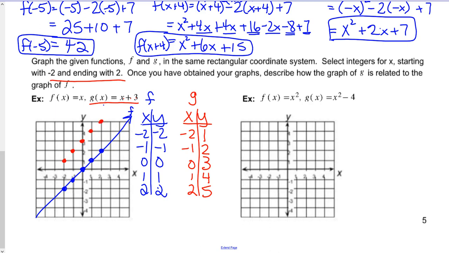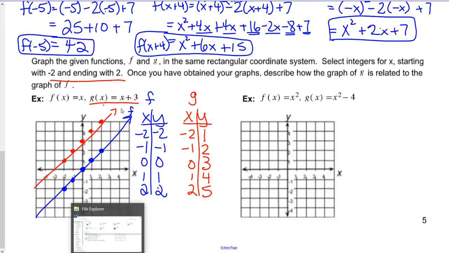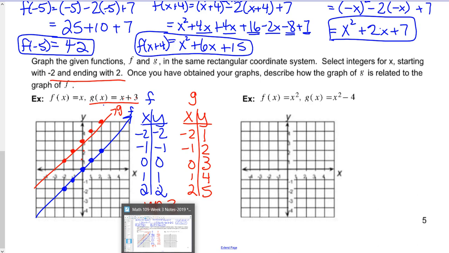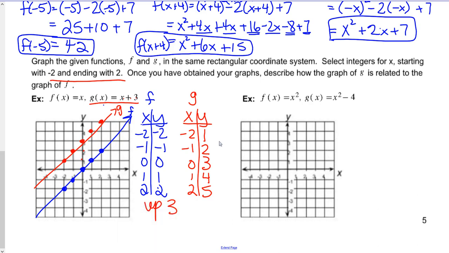All right. So there's our points that I'm going to now connect, hopefully, somewhat. Okay, so that's our g function. Now the last thing that it asked me to do is to compare the two. What happened to the f function to get to the g function? Well, if you notice, all corresponding points moved up 1, 2, 3. So what we did, we went up 3, or a vertical shift by 3. Okay, that's what we did to describe g related to f.